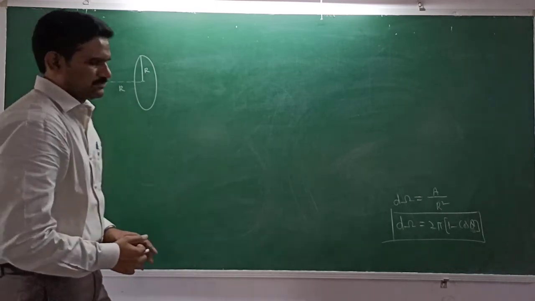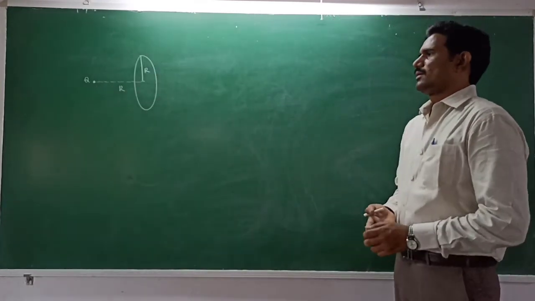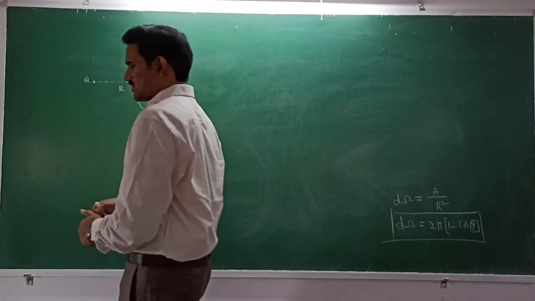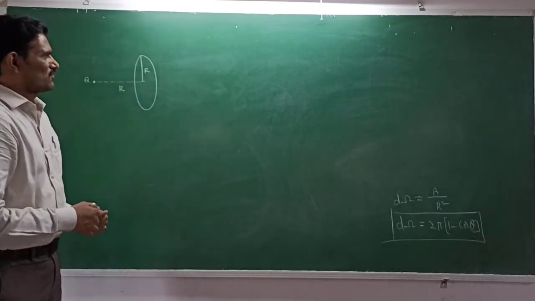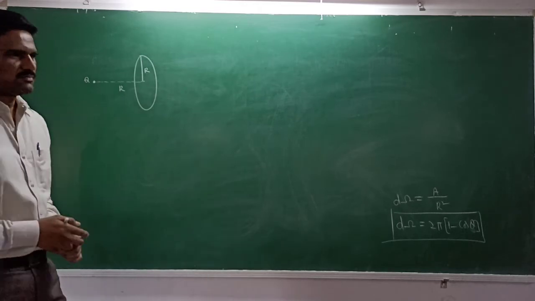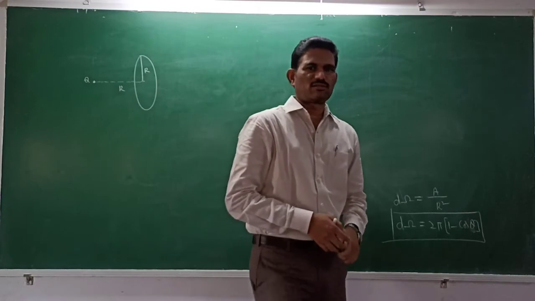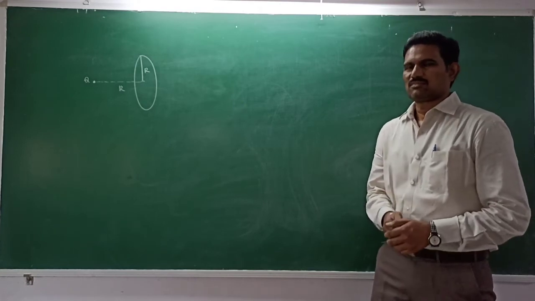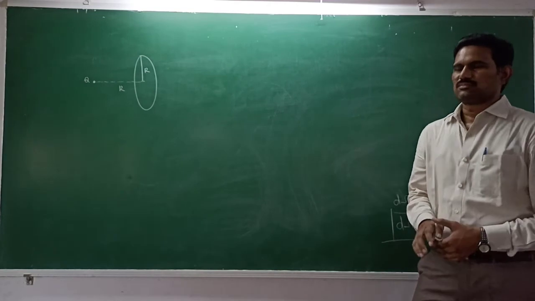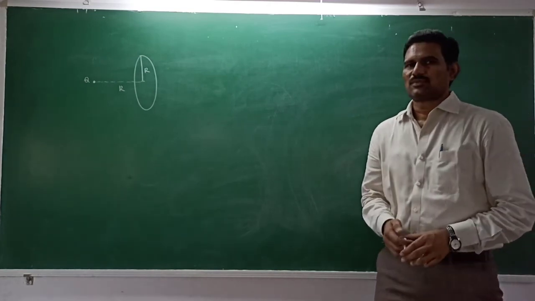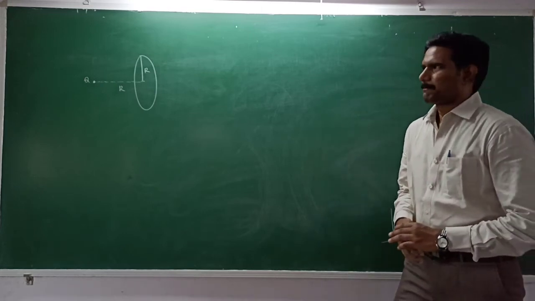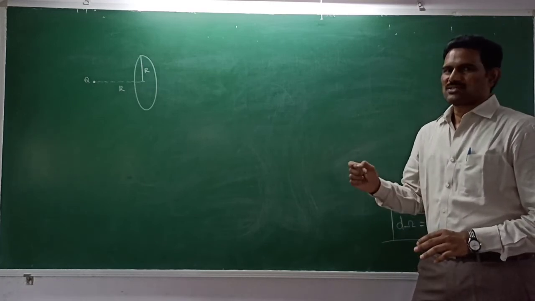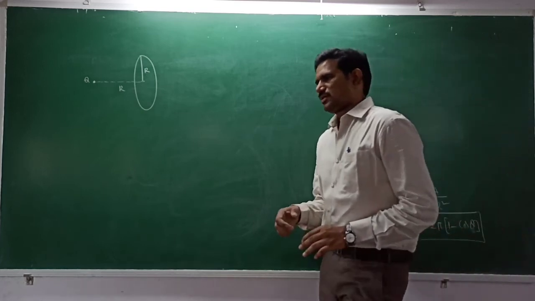So now write this problem. A point charge Q is placed on the axis of a circular disk of radius r, at a distance r from its center, as shown. Then find the flux passing through the disk.